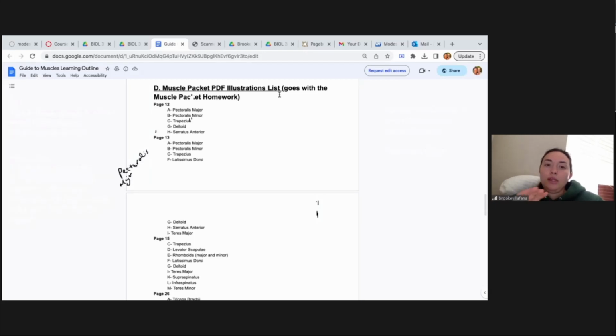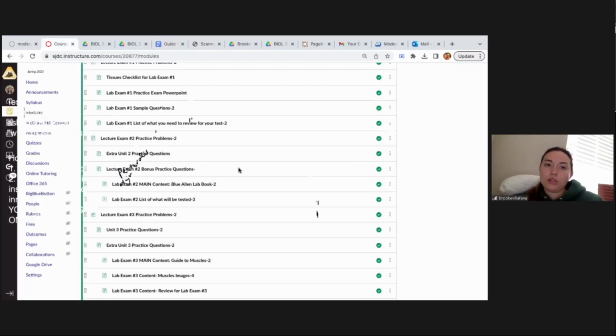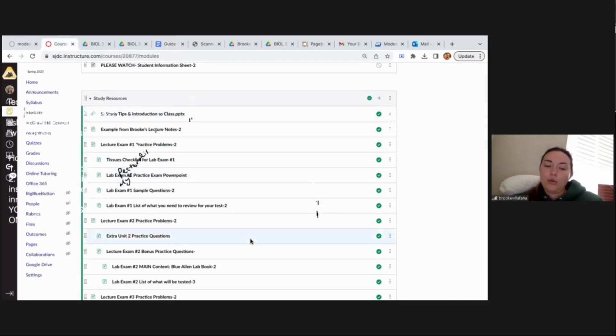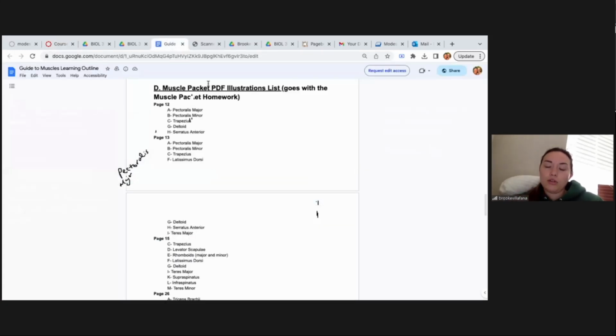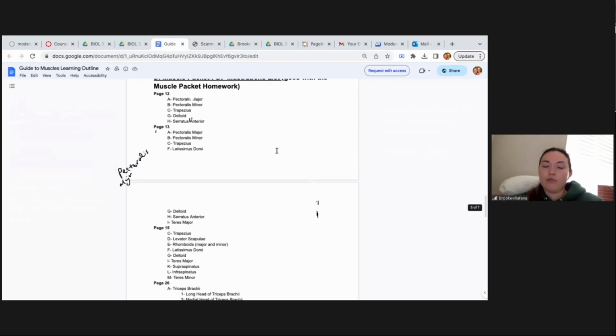So these are the correct answers to the packet. Everybody hearing me? So if we go to our study resources module and we click on Guide to Muscles, these are the correct answers to the packet. Okay, so you guys can find all of the answers to the packet right here. You can fill in your whole packet this weekend with your answers. What that means is you can study the correct answers faster.